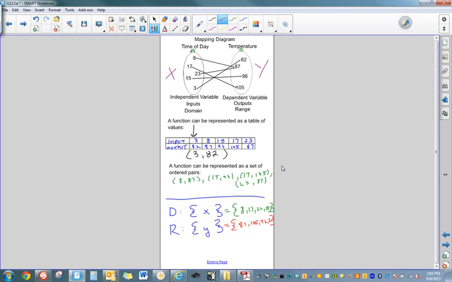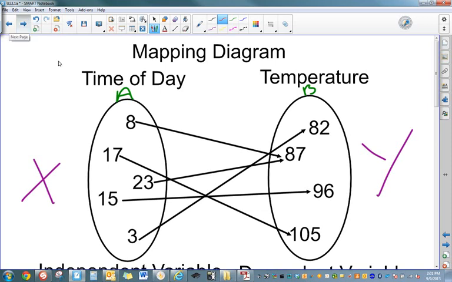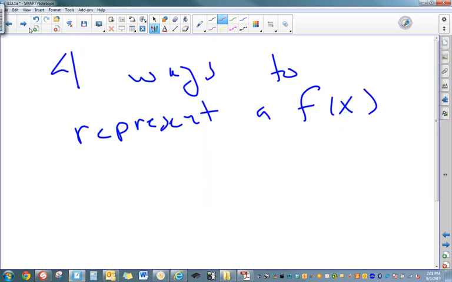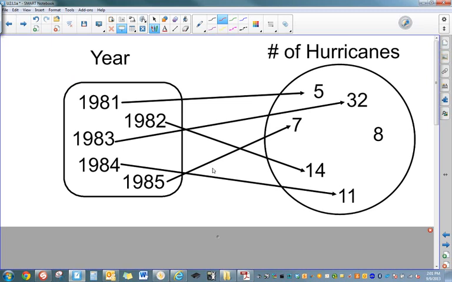Okay, you have 4 minutes. What I'd like you to do in 4 minutes is start by copying down this mapping diagram. And then I'd like you to please write it as a table of values and a set of ordered pairs, and then write it as a domain and range. Do you have to make circles and squares? You can just make it mostly circles.